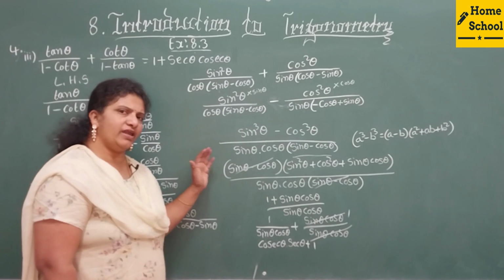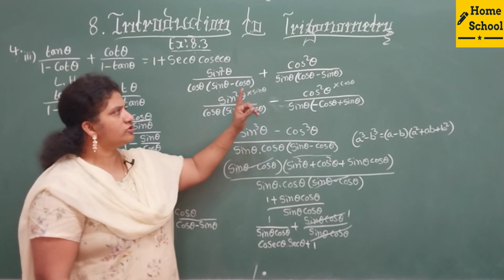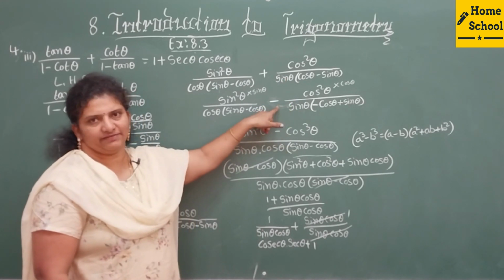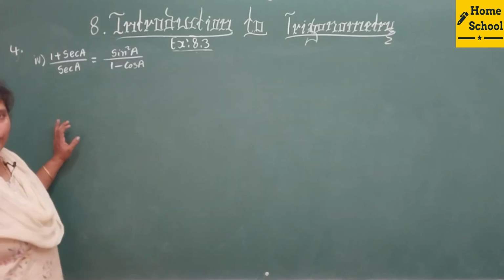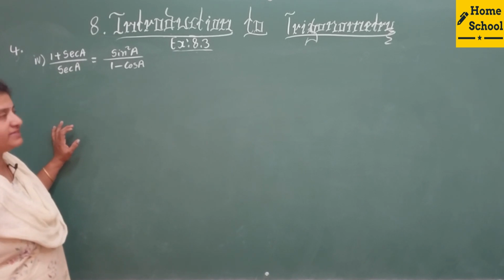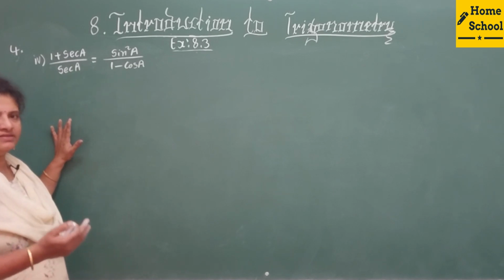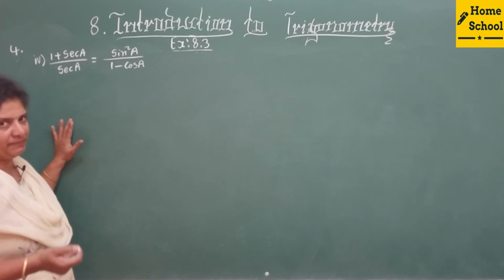This is a very important problem in this main. Okay, don't panic. Most of the children will make mistakes here itself. Check while you are doing. Fourth one, 1 plus secant A by secant A equal to sin square A by 1 minus cos A. In brackets you can see there, simplify LHS and RHS separately.